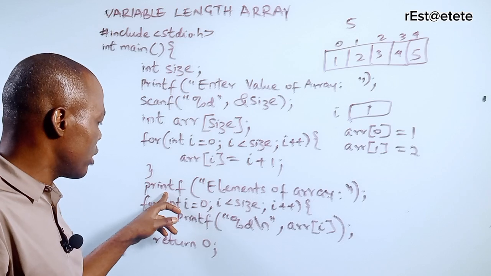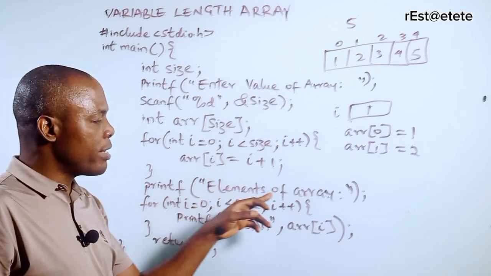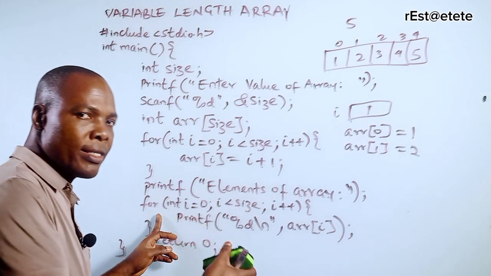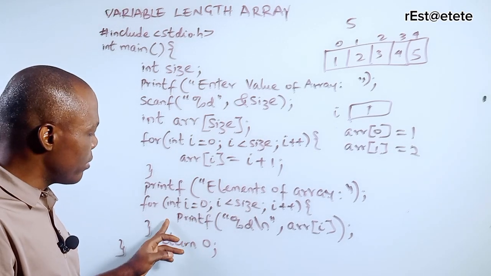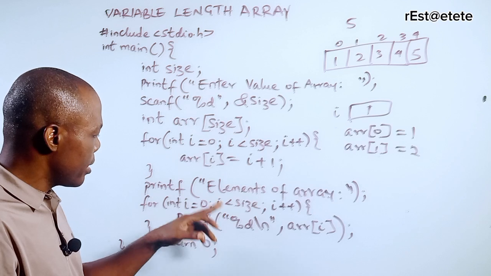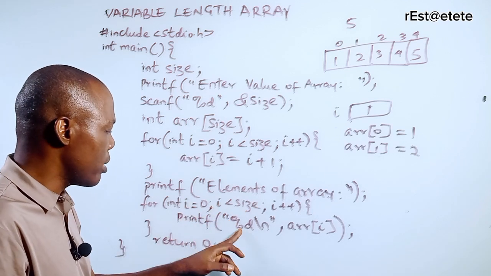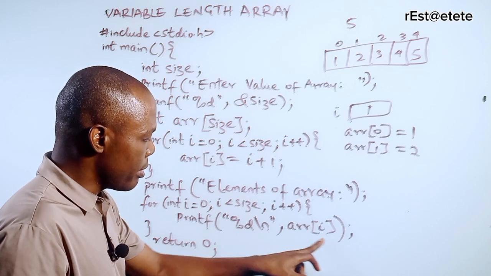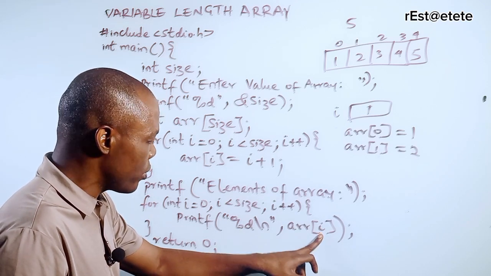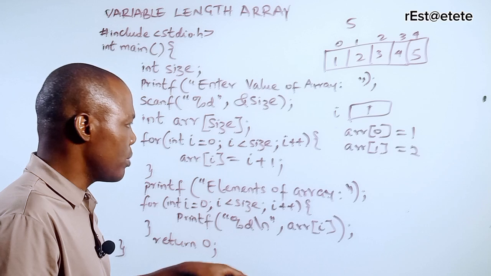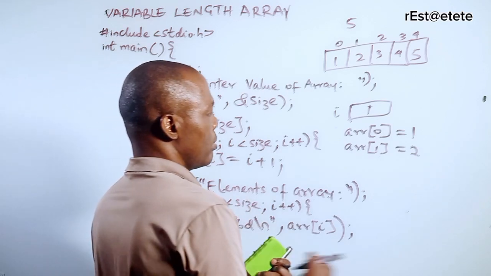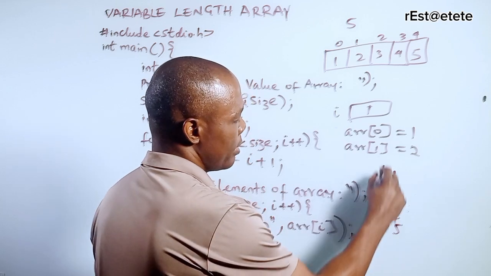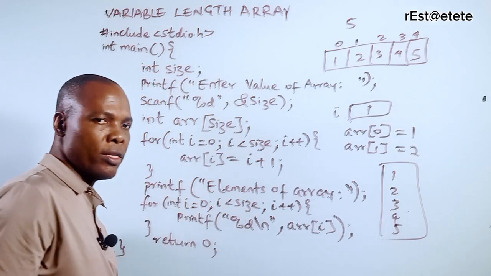Then it comes to this place, printf. It will print out "element of array" on the screen. Then it will use this for loop again to access that array and pull out the values. So assign 0 to I, I less than size, that is true. It will come in and print out whatever it is: at array 0, it will access 1. So it will print out 1, 2, 3, 4, 5, like this on the screen.